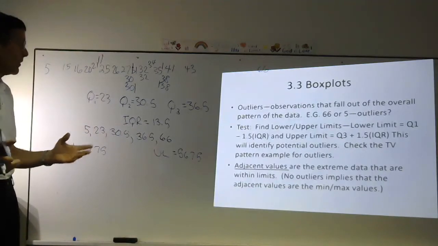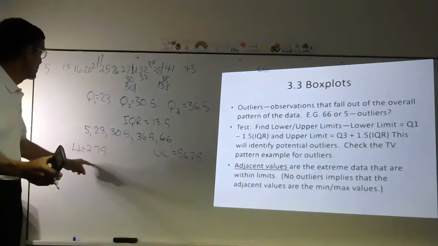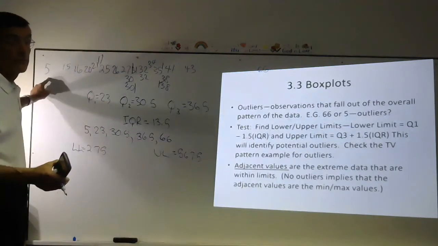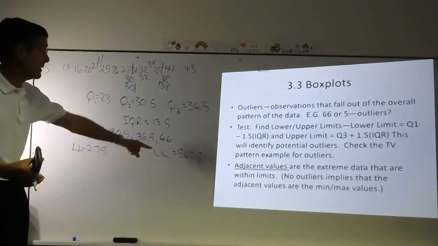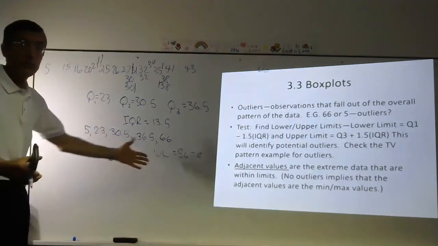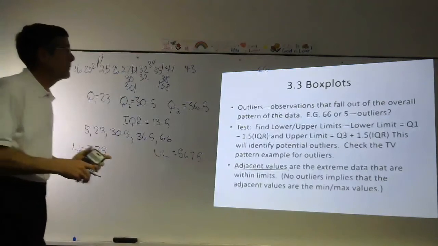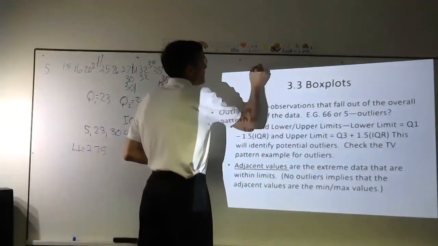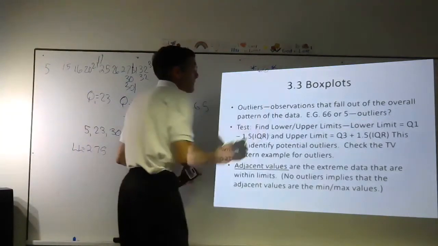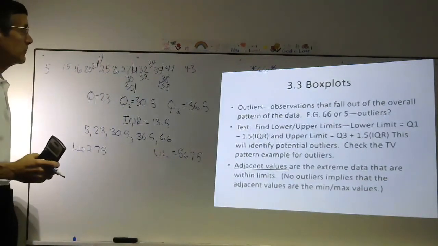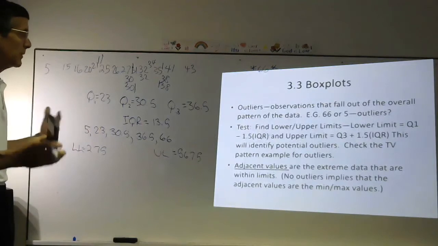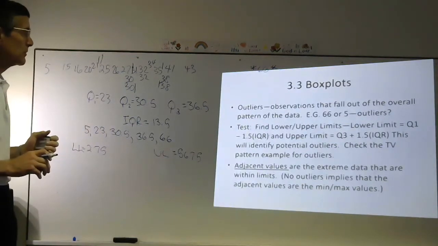Is all the data confined within those two limits? Well, we're okay with the 5. It's in there. But look at the 66. It is not contained within those two limits. So we must establish that this one right here is a potential outlier. We're going to illustrate that when we draw it on our box and whisker graph.